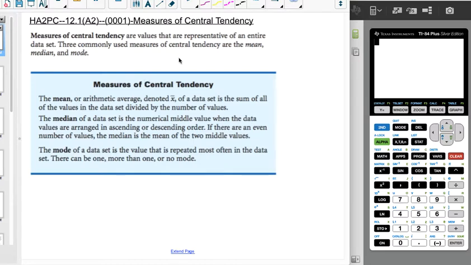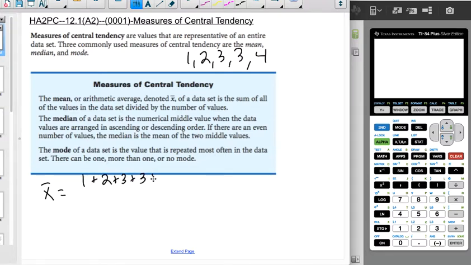Just as a quick example, let's say that I have 1, 2, 3, 3, 4. Okay, so I have 5 terms. The mean, which would be x with a line over it, would be the sum of those 5 values, so 1 plus 2 plus 3 plus 3 plus 4, divided by the 5 values. I'm pretty sure that we get 13 over 5, which is 2.6.